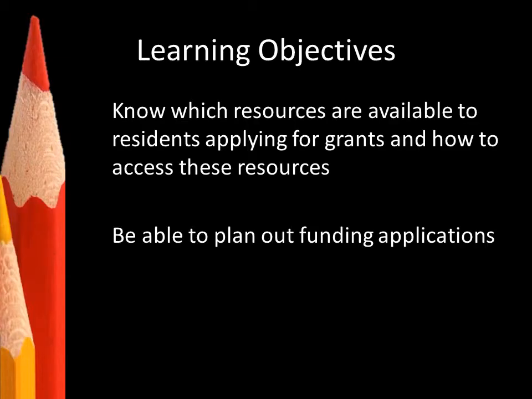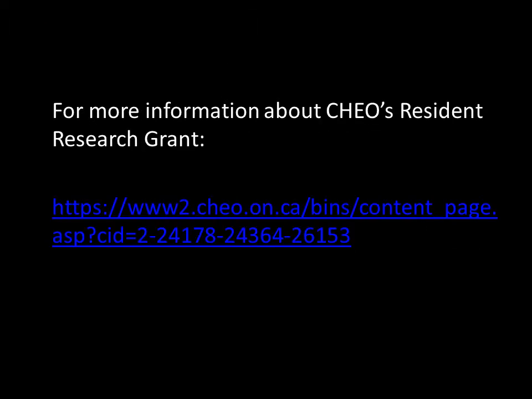Now that you have completed Module 3, Applying for Research Funding, you know which resources are available to residents applying for grants and how to access these resources. You are also now able to plan out funding applications with regard for deadlines while leaving reasonable time for completion. CHIO offers a resident research grant. All the information pertaining to this grant is available on CHIOnet.